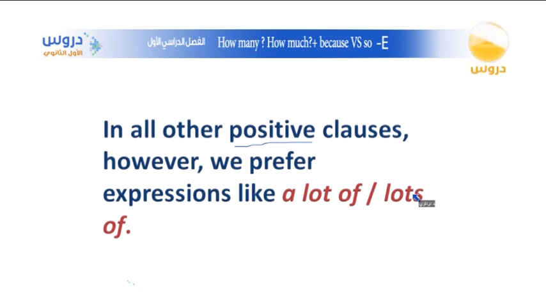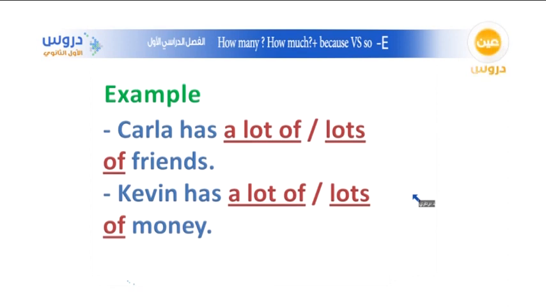In all other positive clauses, which is the opposite of negative, we prefer expressions like a lot of or lots of. Carla has a lot of friends or lots of friends, the same meaning. Kevin has a lot of or lots of money. The word friends is countable, and the word money is uncountable. You cannot count money. So you can use a lot of or lots of with these nouns.